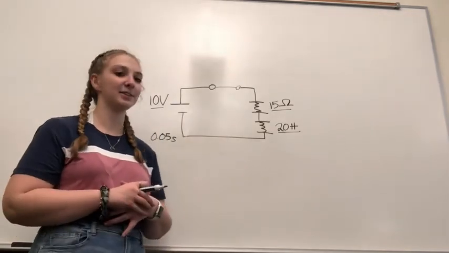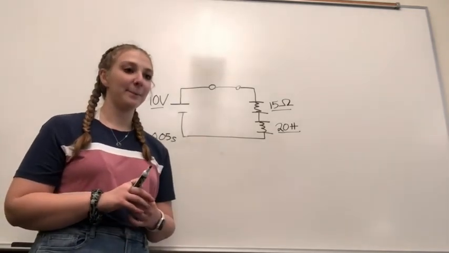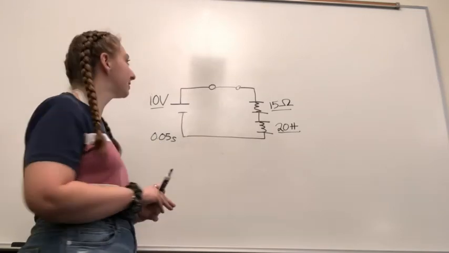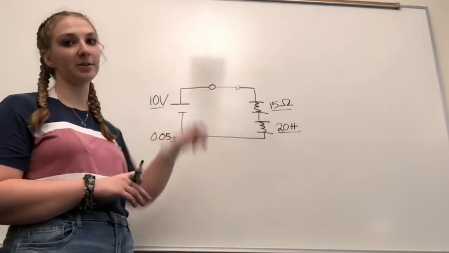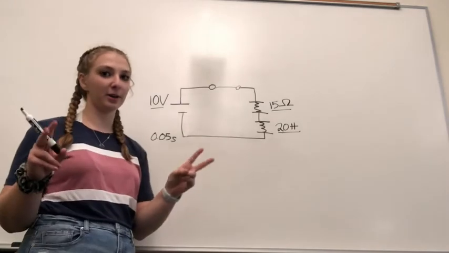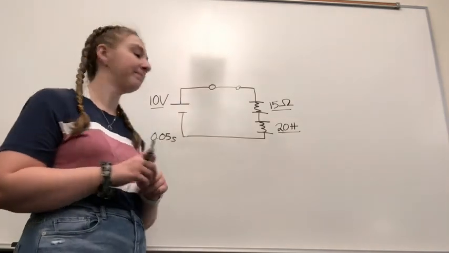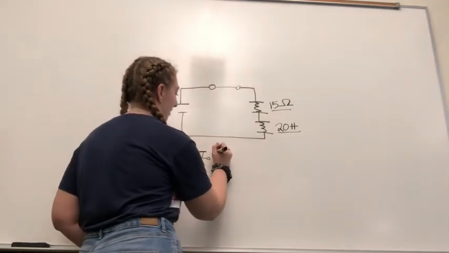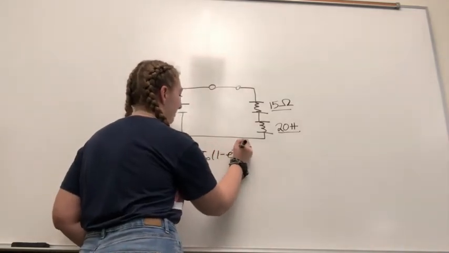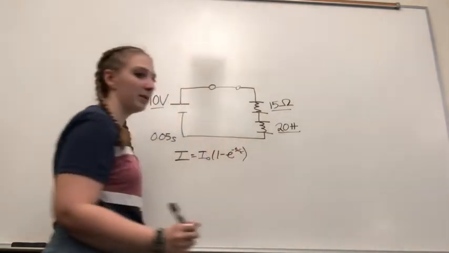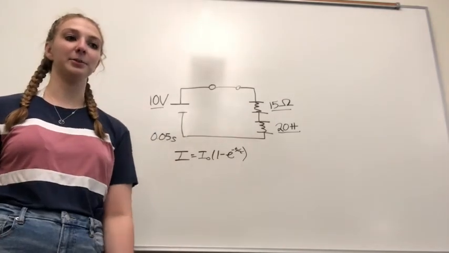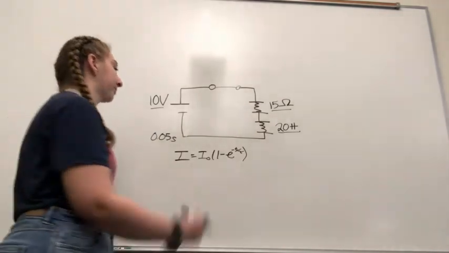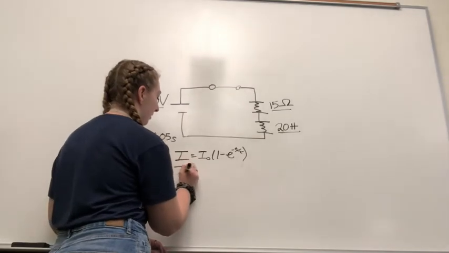Alright, so basically, our switch is on. So we're going to use the turning on equation, which is I equals I naught times 1 minus e to the negative t over tau. Again, we're given all the variables, super simple. So we're looking for I.